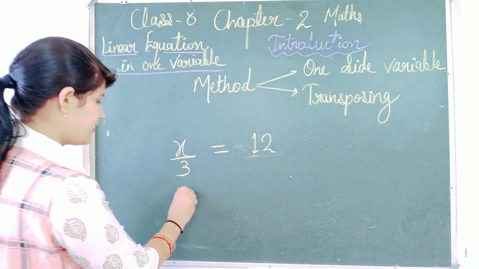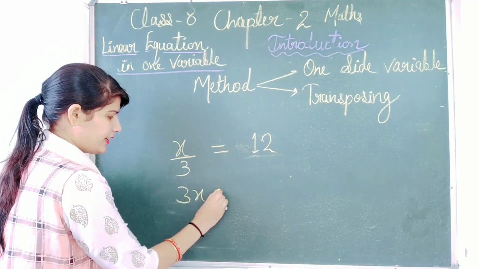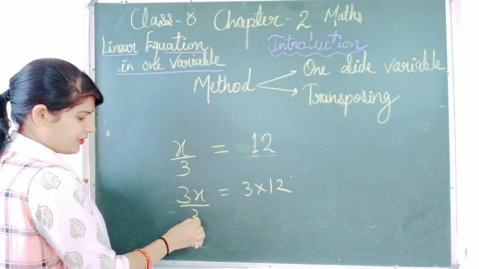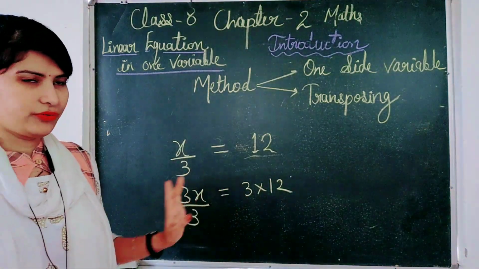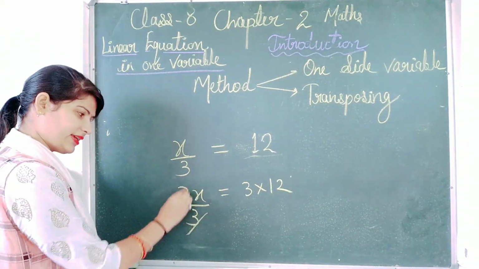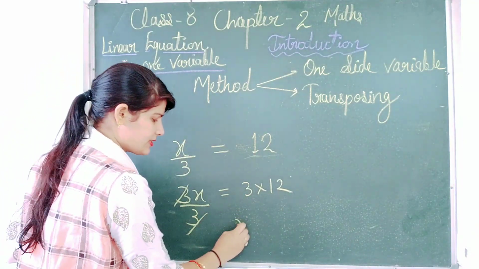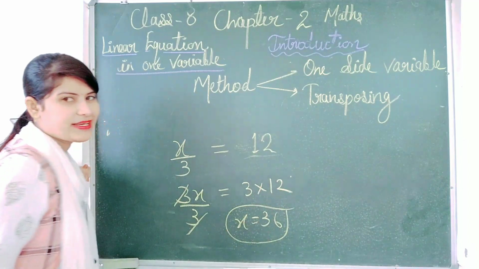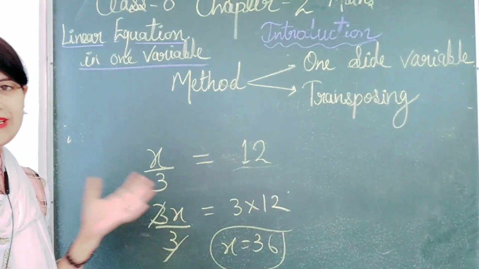Simple. There is 3 into x upon 3 equal to 3 into 12. The 3s cancel out, and 3 12s are 36. That means our answer is x is equal to 36.